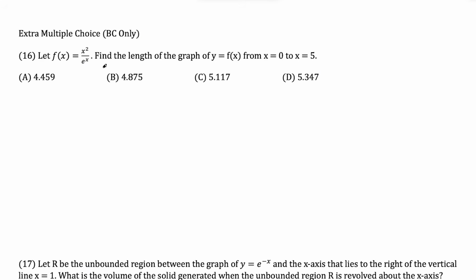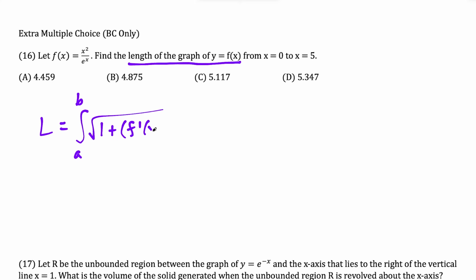So now for the BC only multiple choice. For question 16, we have f of x, and we want to find the length of the graph of y equals f of x from x equals 0 to x equals 5. So for this question, we have to know the formula that the length of a curve from x equals a to x equals b is the integral from a to b of the square root of 1 plus f prime of x, inside parentheses, quantity squared. Okay, so this is our formula for arc length.